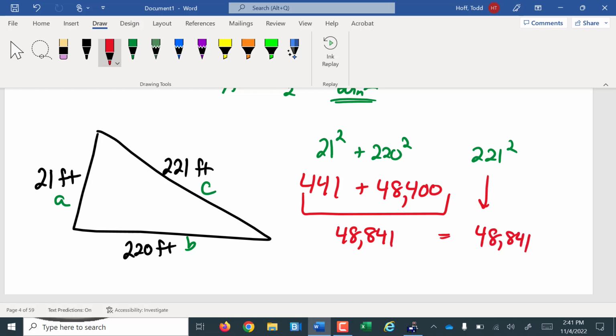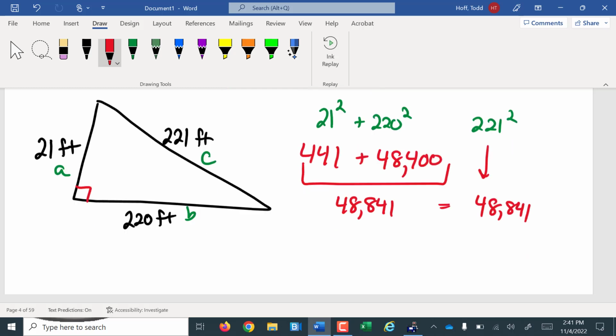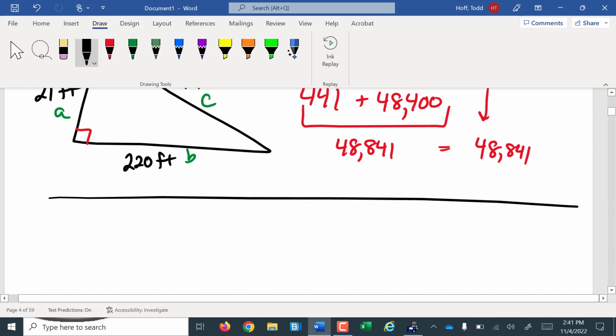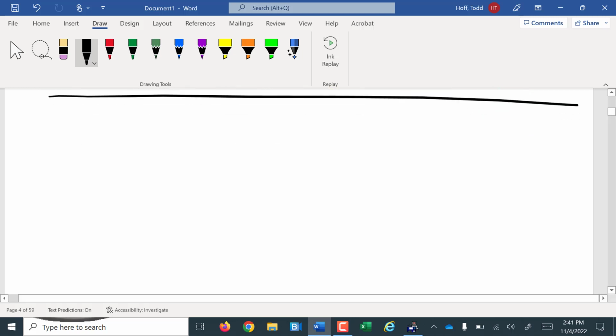221 squared is 48,841. So those are the same. So that is a right triangle. Someday, if we have extra time, I'll show you guys how I can actually create a right triangle when you give me a random number like that. But maybe not today.